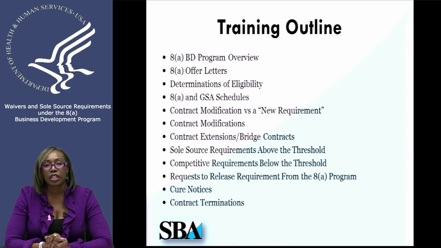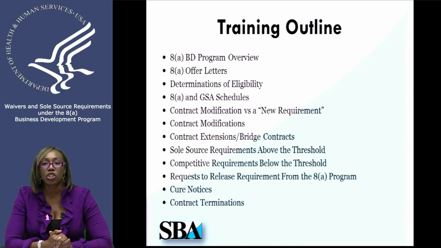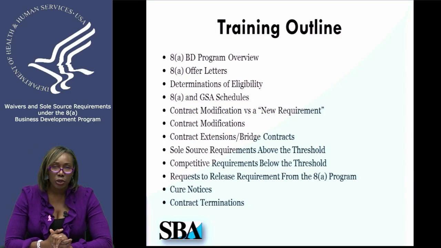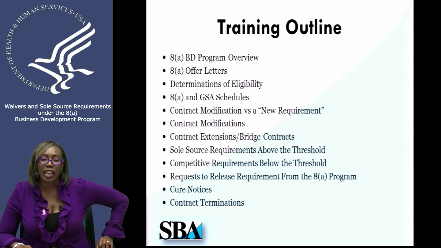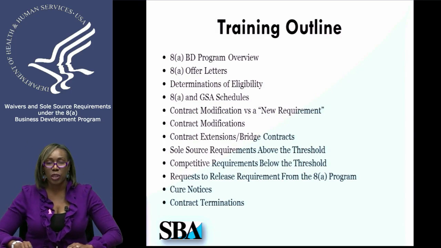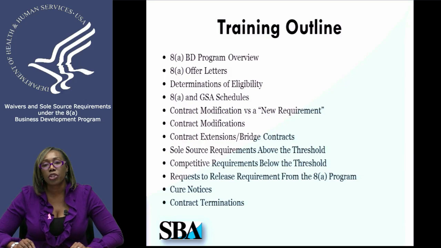How do we look at these things? Competitive requirements, when you want to do a competitive requirement below the threshold, or if you want to sole source something above the threshold. Cure notices, terminations, we're just going to briefly touch all of those things. And then at the end of the presentation, we're going to touch base on the mentor protege program as well as our joint venture program.